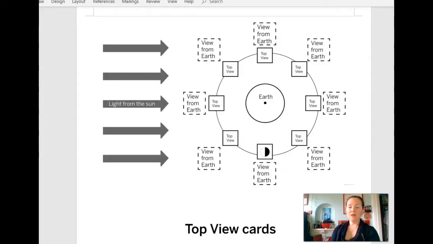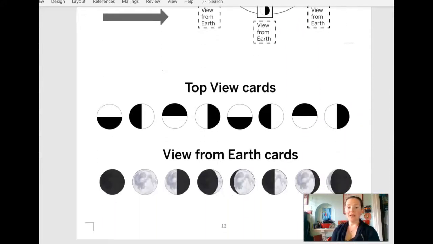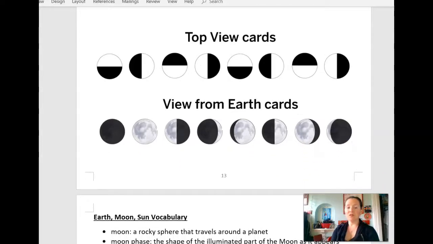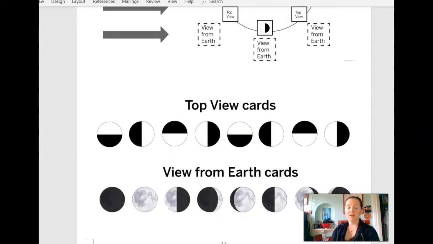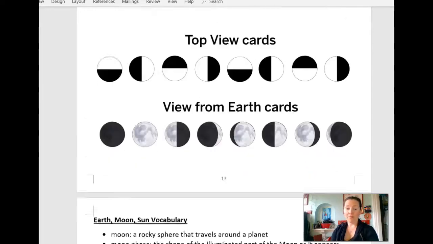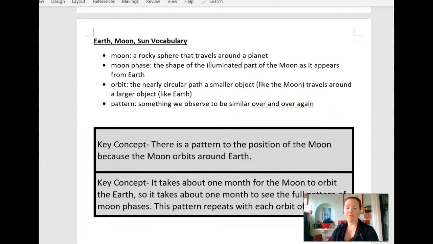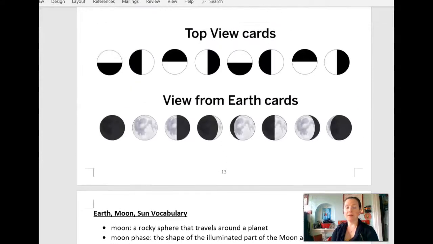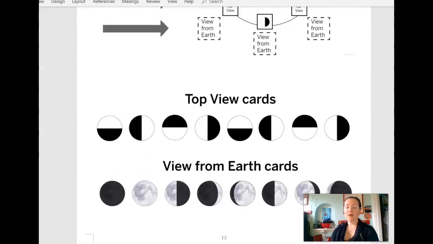So if you didn't print out this whole packet, that's fine, but you might want to see if you can select page 13 and print it out so you can cut it up because it might make it easier for you. The other thing you could do is just take a piece of paper and draw all the phases of the moon and where they are in the orbit. Okay, so here's the summary of the packet, making sure you know the key concepts.